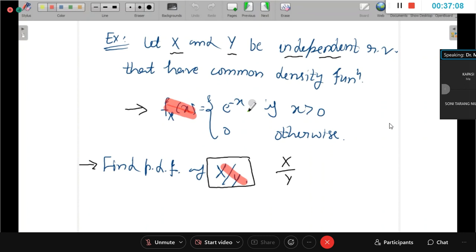For x greater than 0 or y greater than 0, the density is e to the power minus x. Otherwise, it is 0. So we only talk about the range where x by y is greater than 0. The case a less than 0 is not possible. We are now just removing that.